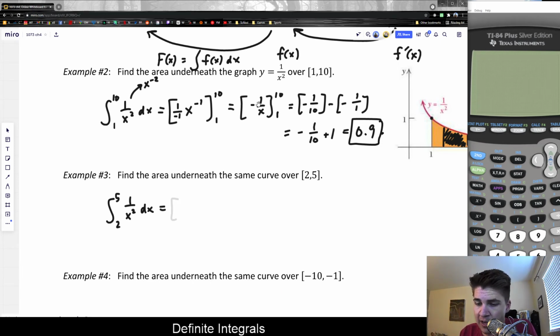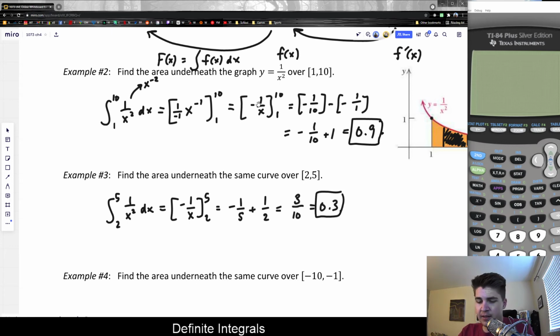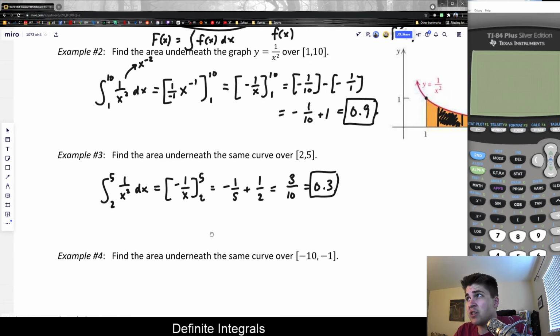So, right away, I know the antiderivative of this is negative 1 over x. I'm just changing my boundaries of integration from 1 to 10 to 2 to 5. And then this will just change the math. Well, I'm going to have negative 1/5 plus 1/2. And that would be 5/10 minus 2/10. So this would be 3/10 or 0.3. And it's just going to give me a different amount of area based on the change in the interval.